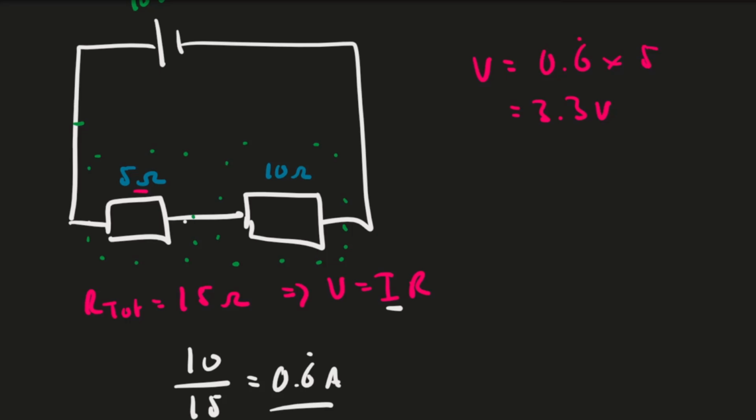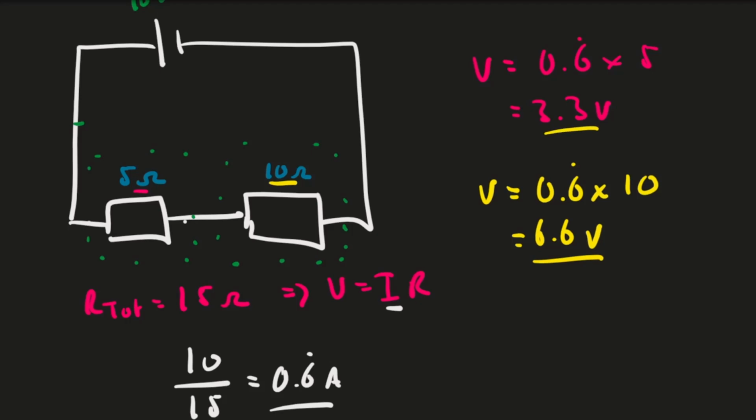So let's use a different color here. V now would be equal to our 0.6, and this time we multiply it by the 10 ohms, and if you put that into your calculator, then you should get approximately 6.6 volts. And what you'll notice here is that the voltage, or the potential difference, across the 10 ohm resistor is double the potential difference across the 5 ohm resistor, and the resistances are also doubled.